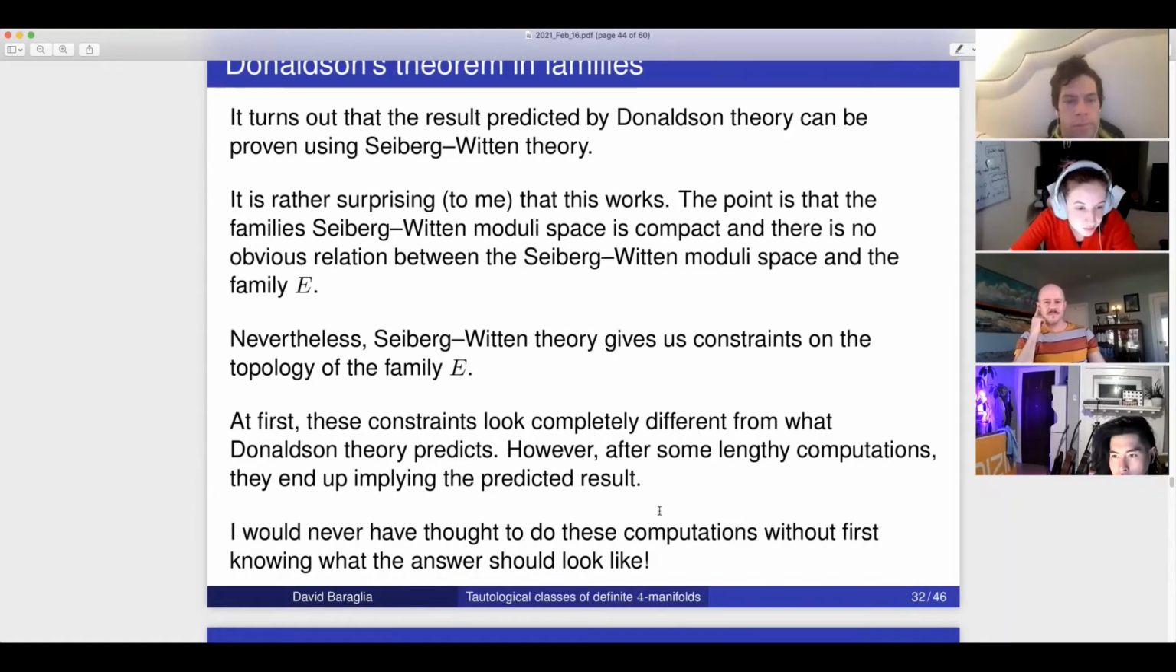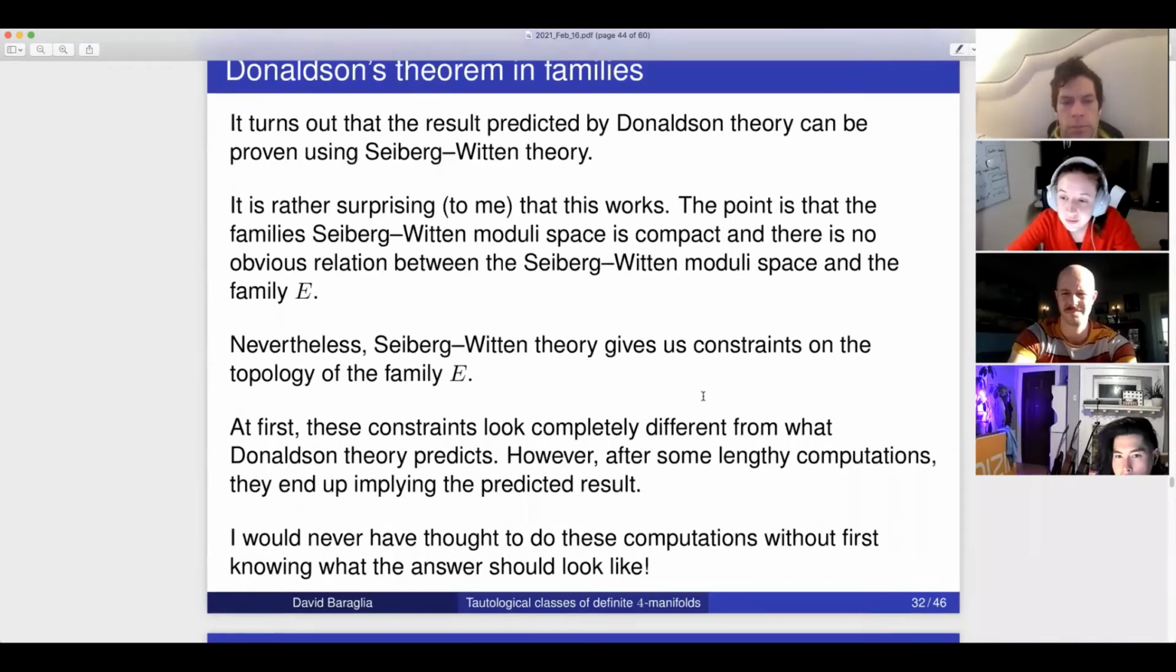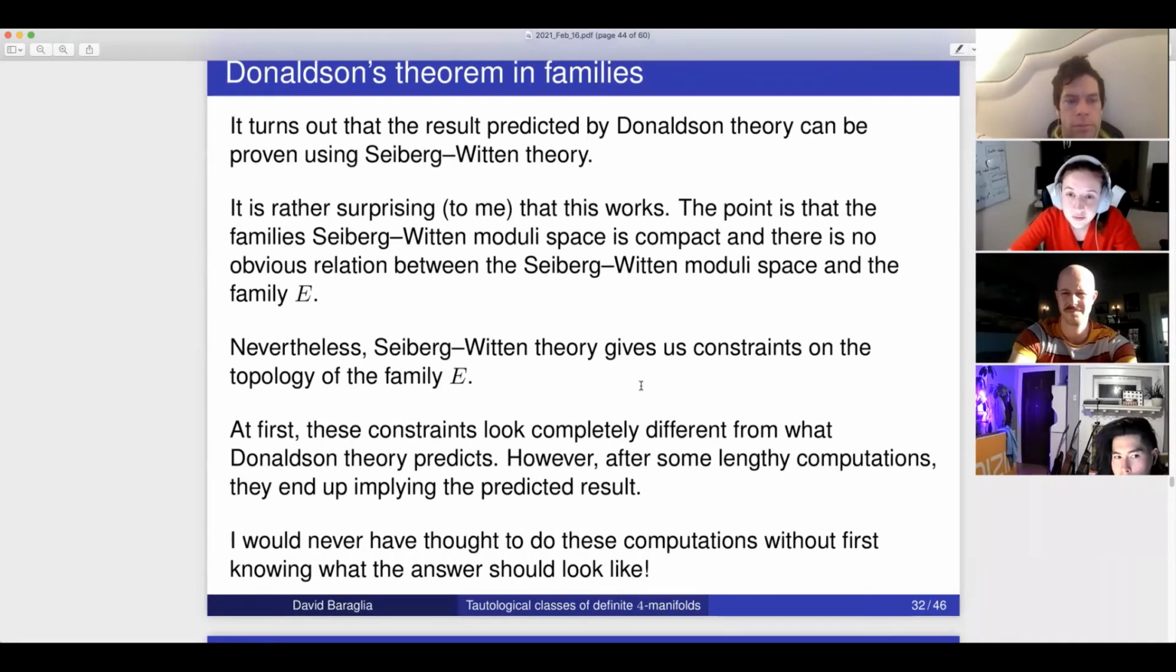I do want to mention that these computations are pretty lengthy, and I would never have thought of how to do this if I hadn't known what the answer should look like using Donaldson theory. I thought that was rather amazing: Donaldson theory could give you a prediction, and then you could prove it rigorously with Seiberg-Witten.